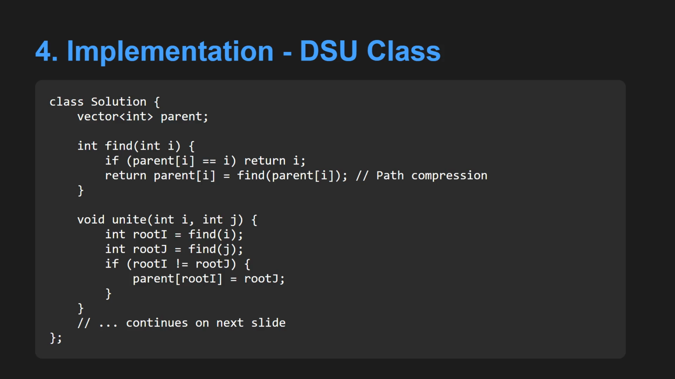Let's look at the implementation. First, we define the basic structure of our disjoint set union inside the solution class. We have an integer vector named parent. We define a find function that uses path compression to quickly locate the root representative of an element's component.